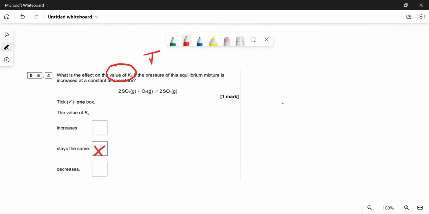They're trying to make you think, right, if you increase the pressure, you are going to push the position of equilibrium that way. You're going to get a higher partial pressure of SO3, but that is not going to change the value of Kp. Kp doesn't change unless you change the temperature, which may seem a bit odd, but that's the case.